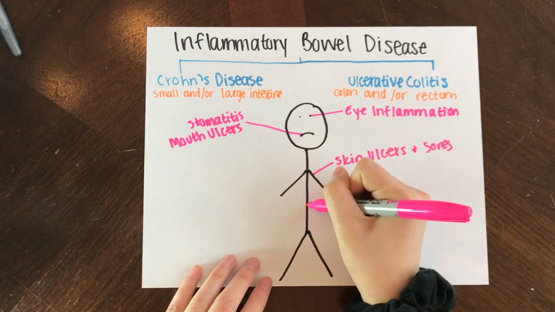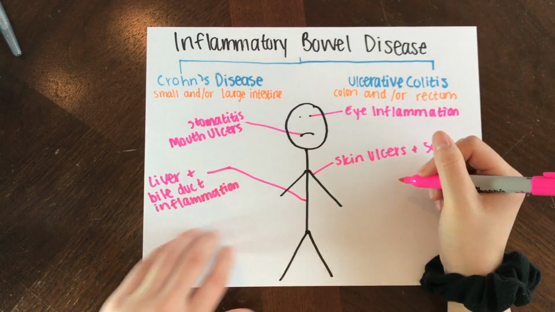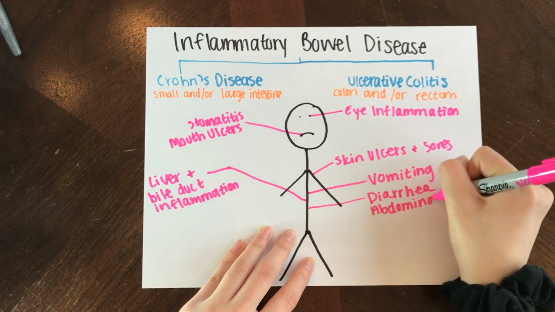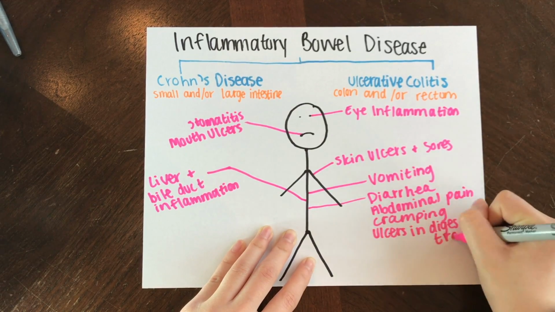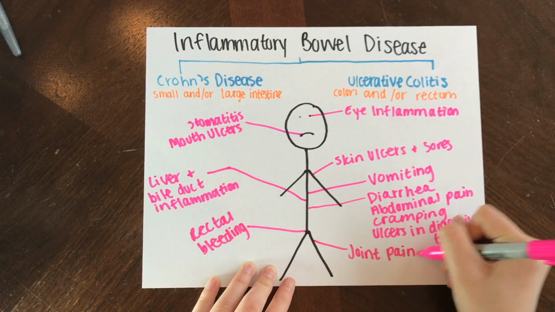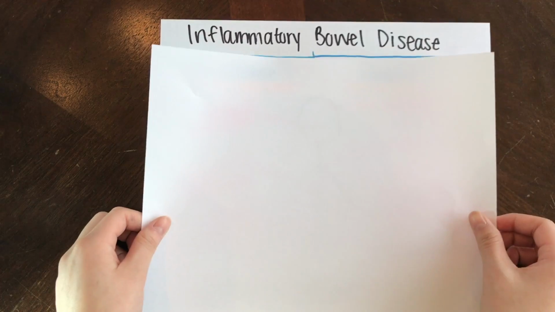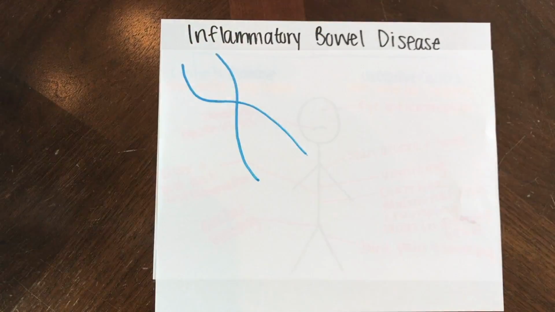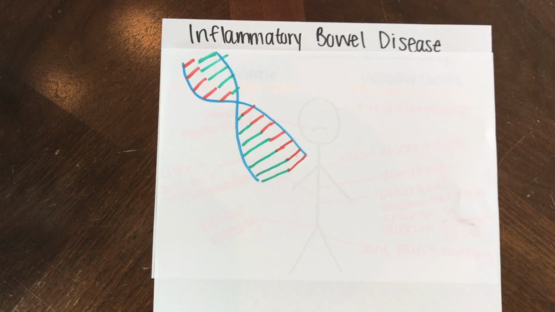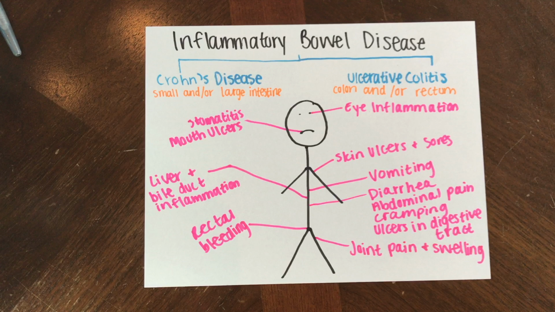and sores, liver and bile duct inflammation, vomiting, diarrhea, abdominal pain, cramping, ulcers in the digestive tract, rectal bleeding, and joint pain and swelling. Scientists don't know the exact cause of IBD, but they've correlated it to genetic and environmental factors. So how does altered cell signaling cause IBD?